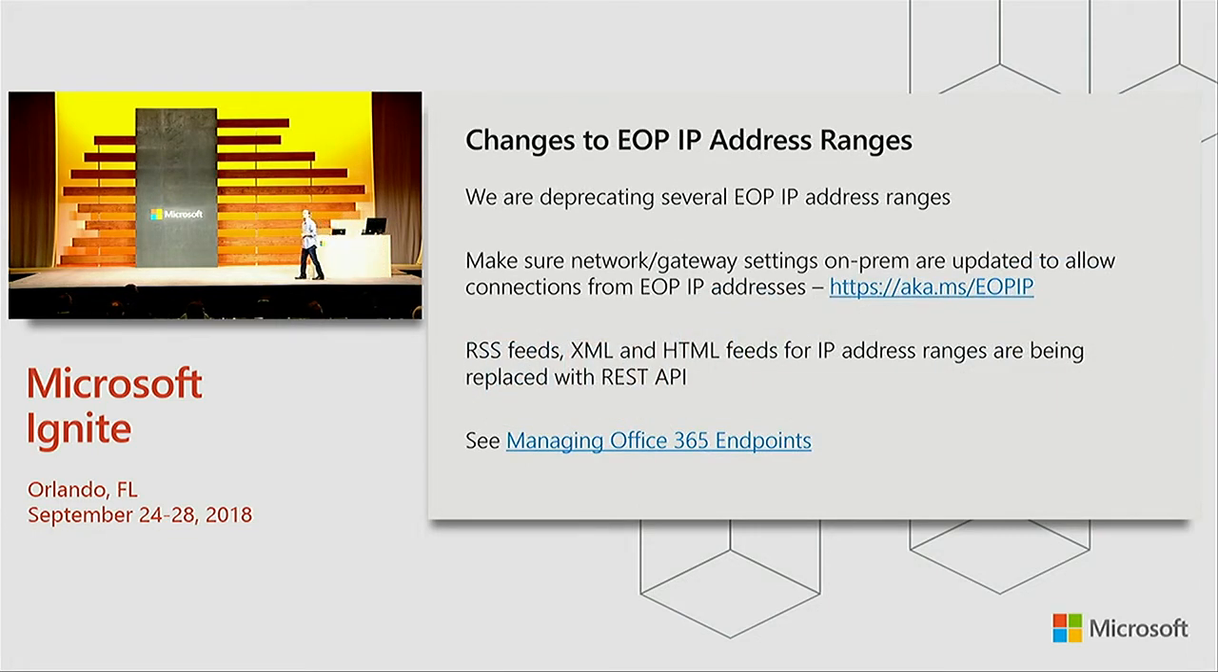Speaking of some more changes, there's some changes coming around the EOP addresses that we're publishing. You can use that URL, the vanity URL, to get to it. We're actually trying to consolidate our ranges down now. They're quite large now, but what we'd like to hope to do is maybe get down to the 4 to 6 different ranges that we can publish and just keep it at that. We are also deprecating the feeds that we had, the RSS feeds, the XML feeds.